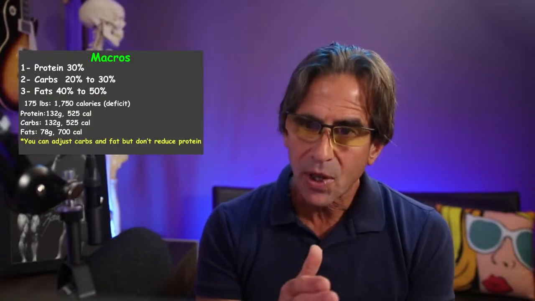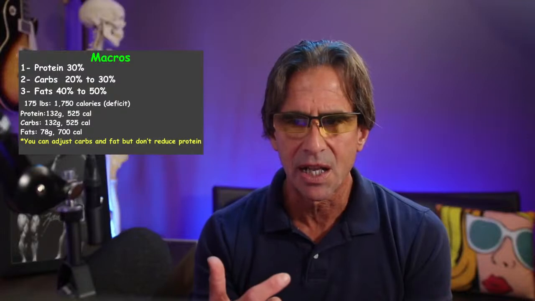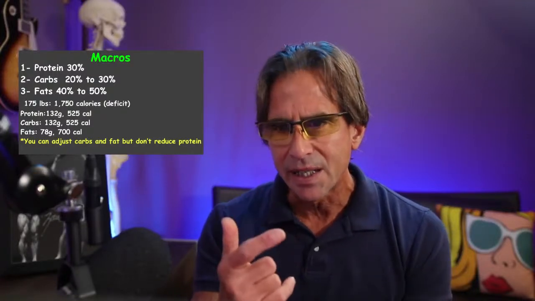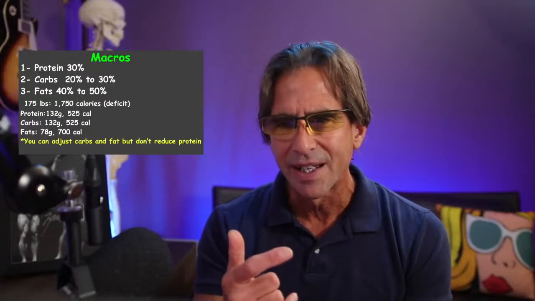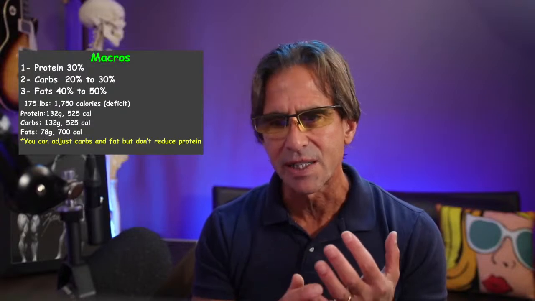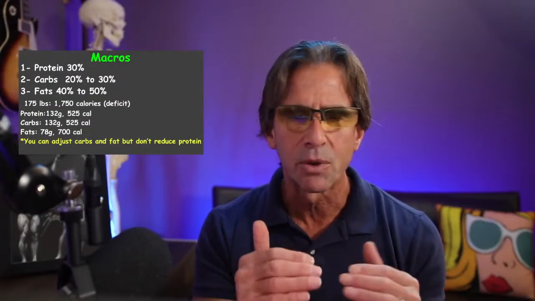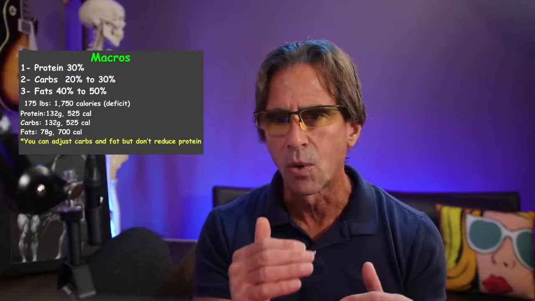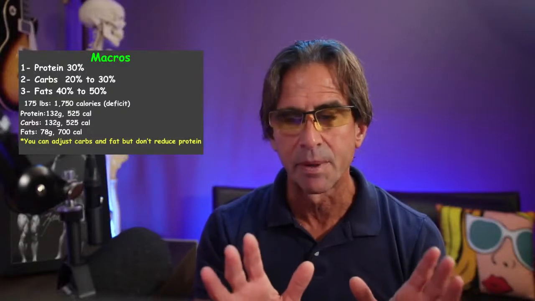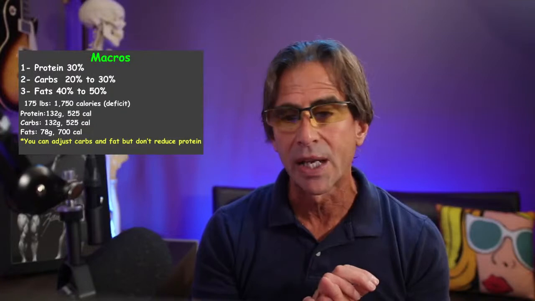But if someone comes to me with metabolic dysfunction, say they're pre-diabetic, maybe their A1C is above 5.7, maybe they have high blood pressure, high cholesterol, things like that, or they have a lot of weight to lose, I'll probably put them on more of a lower calorie, lower carb macro. Maybe I'll still go 30% protein because I want to keep the protein high, but I'll probably go 20% carbs, and then even more fat.